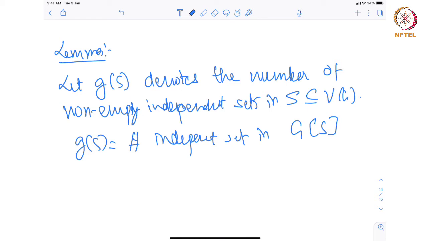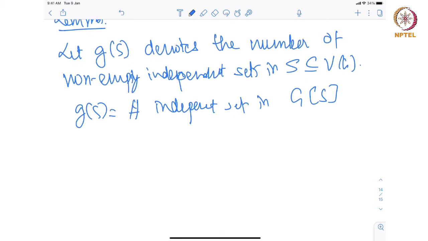So for example, let's call this, okay. So this is one independent set of this graph. All singletons are independent sets, and if you look at two-vertex independent sets, it can only be this and this, or it can be this and this, that's it. But we are only talking about non-empty independent sets, we are not talking about empty independent sets.